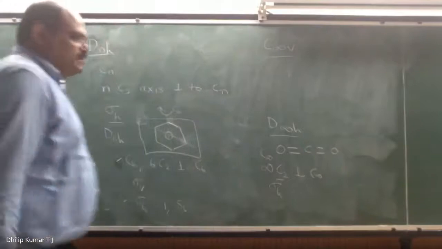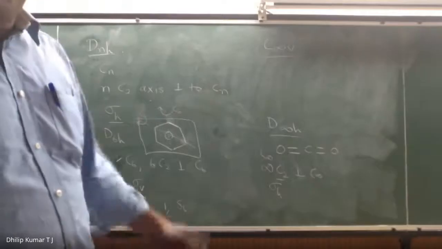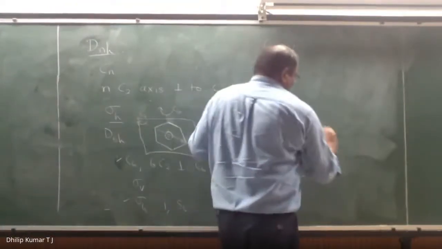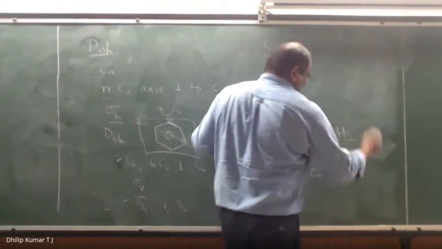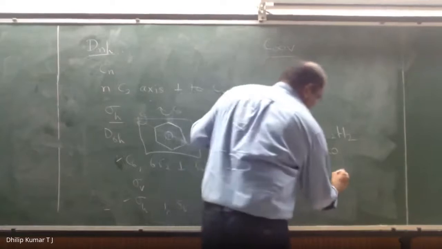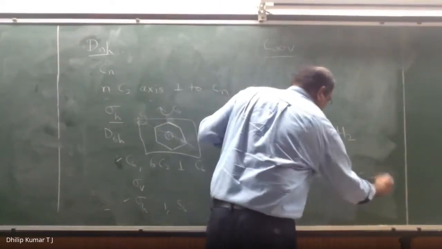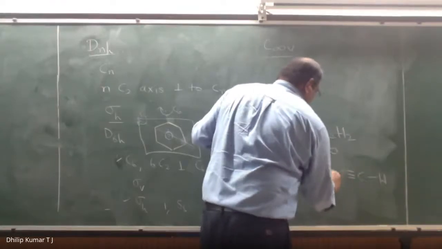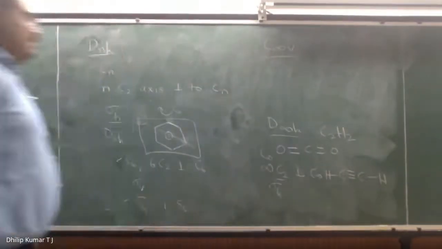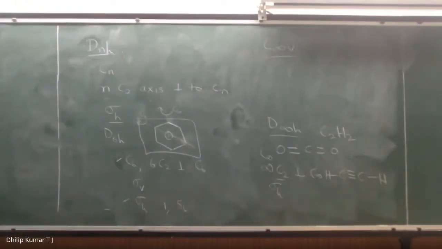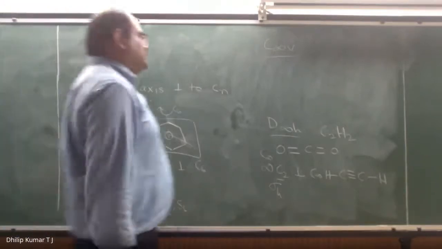So any other example? C2H2. Acetylene, ethyne, whatever. So this molecule has D infinity H point group.